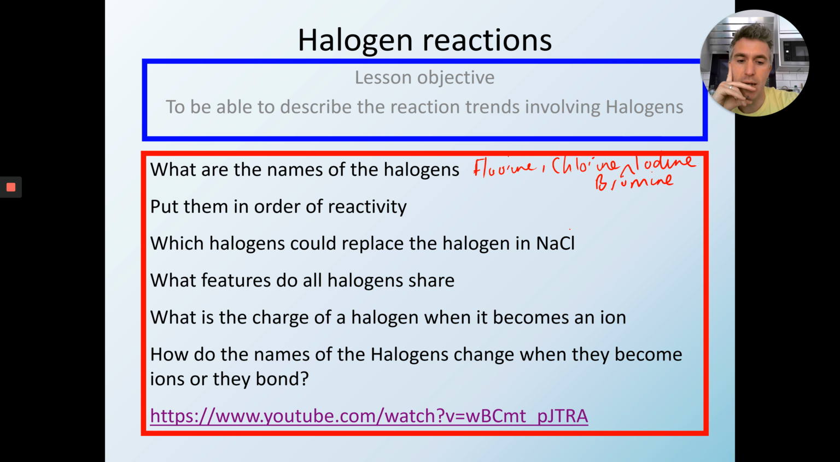Which halogen could replace the halogen in NaCl? Look at this. Which is the halogen in NaCl? Sodium chloride. Chlorine. The only one that could replace it is fluorine, and we'll look at that today. What features do they all share? They are poisonous.